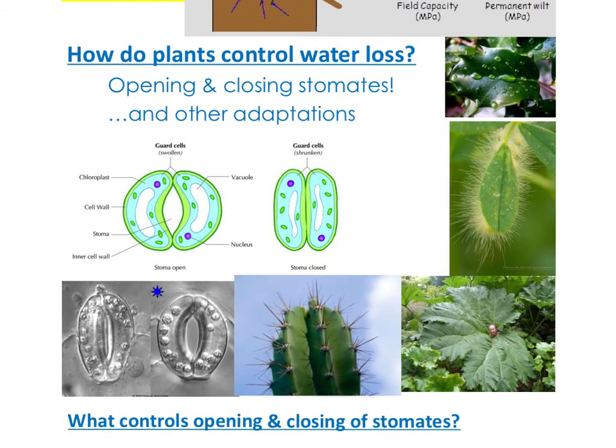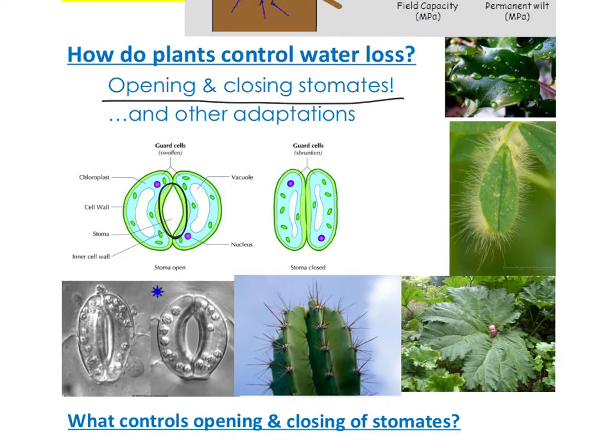Plants have evolved over millions of years ways to counteract this problem of water loss. And the biggest way that they can counteract the problem is by opening and closing their stomates, or stoma, or stomata. All of those are the same thing. They're all the little holes in the plant. So by opening and closing the stomates, the plant can control how much water is lost.